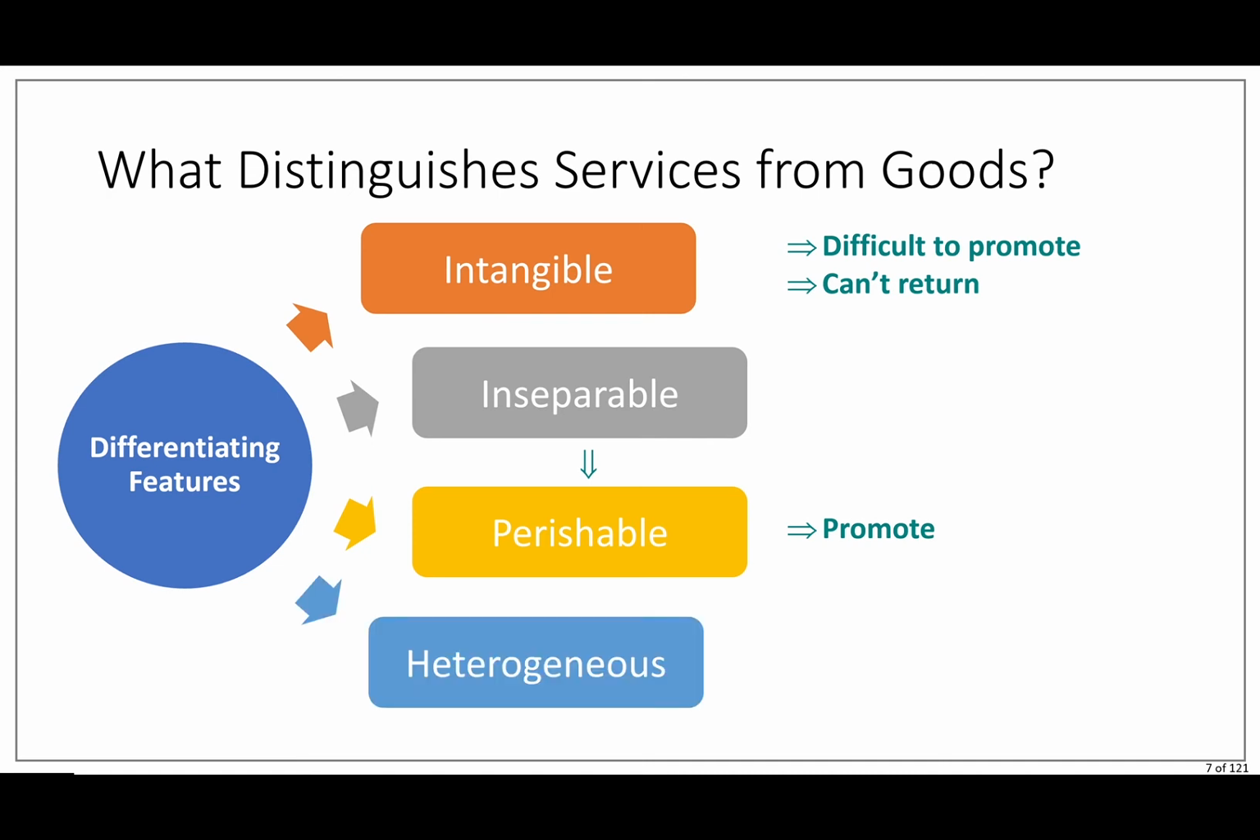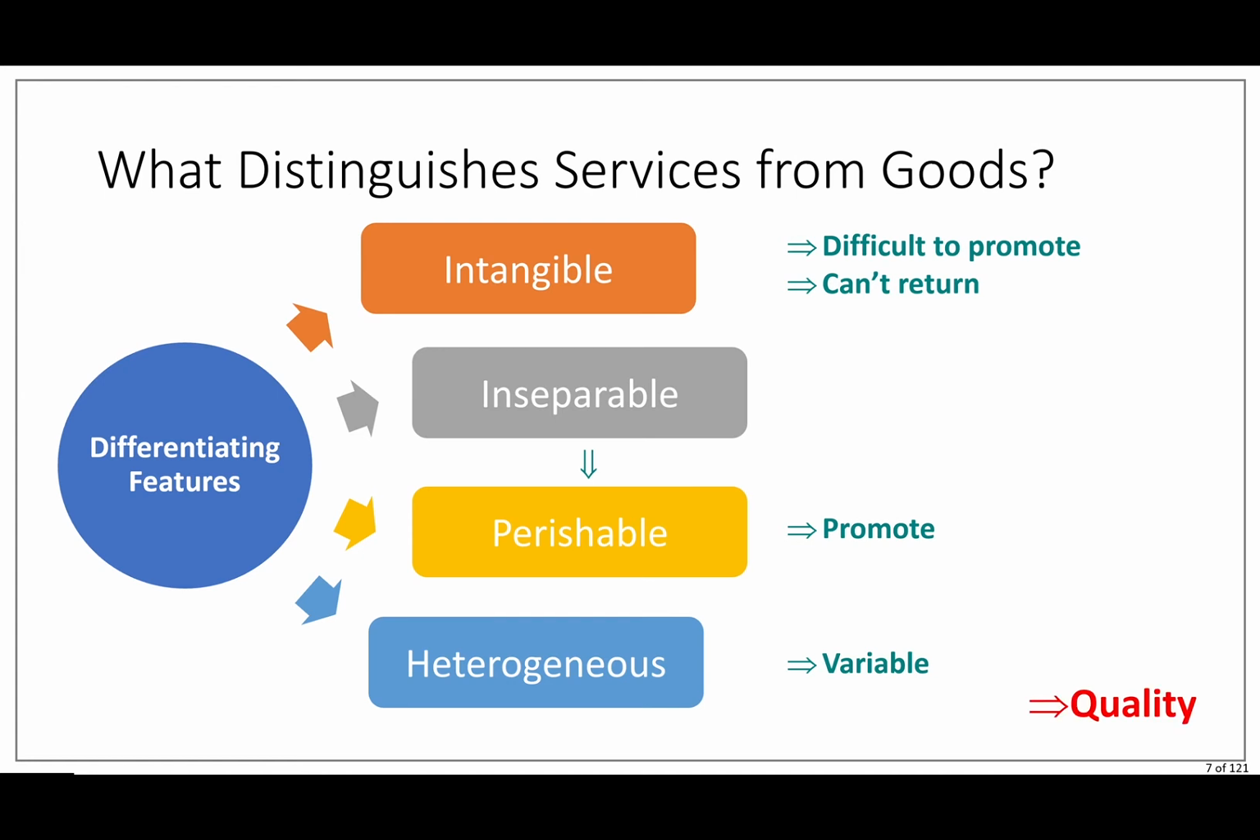Finally, the service is heterogeneous. Do you know what heterogeneous means? It means it's different across different situations or different servers. So this represents the variable characteristic of service. Even for exactly the same service, if it's delivered by different people, then it could be very different.